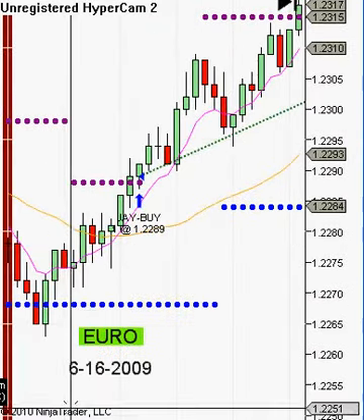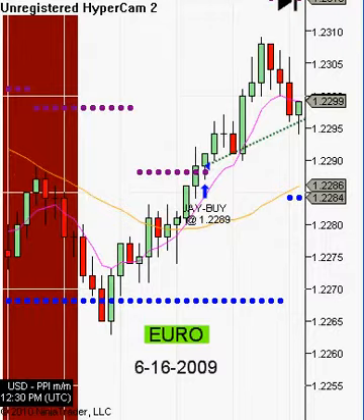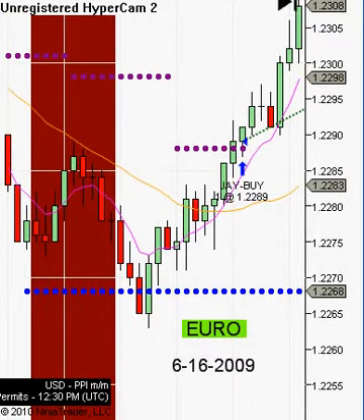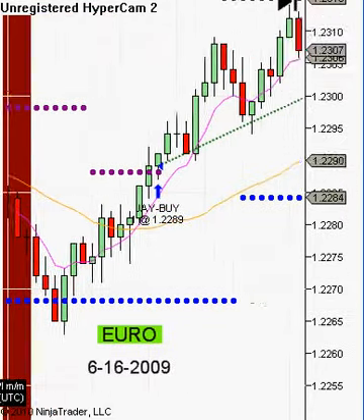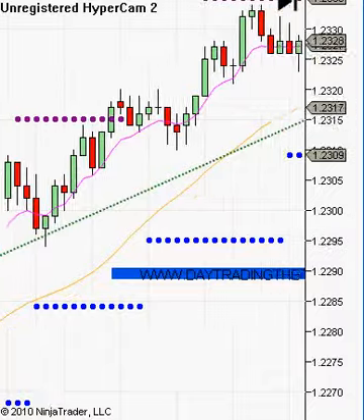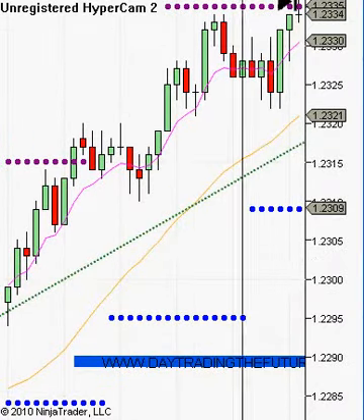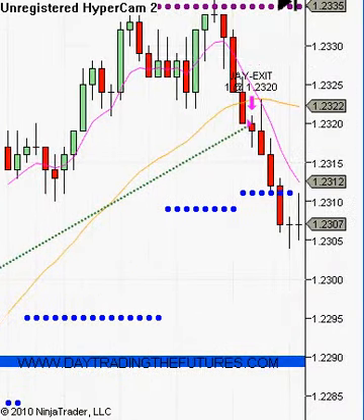We called the low in the euro again today. The news told us that we're going to get a big push. There it was, 22.89. Scale in the symmetry dot, setting higher lows. We're good to go. Off to the races.